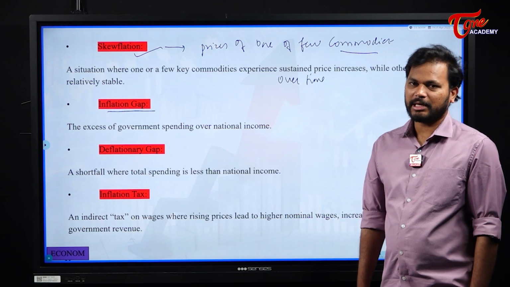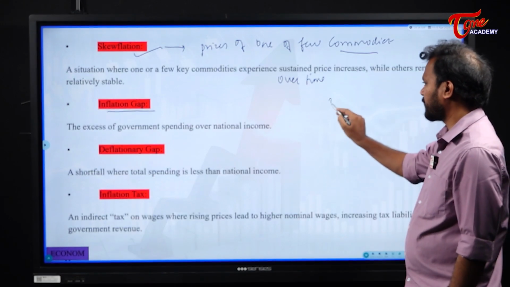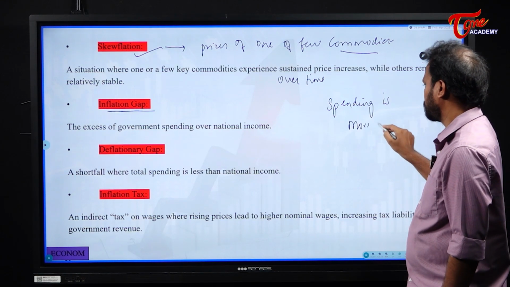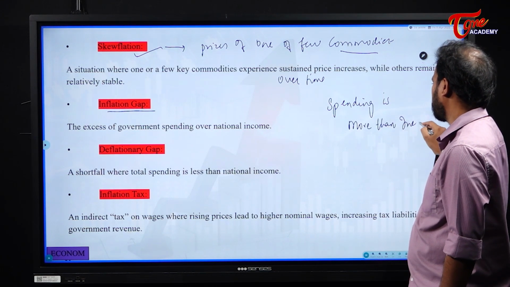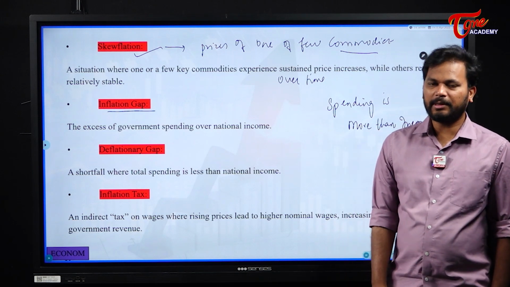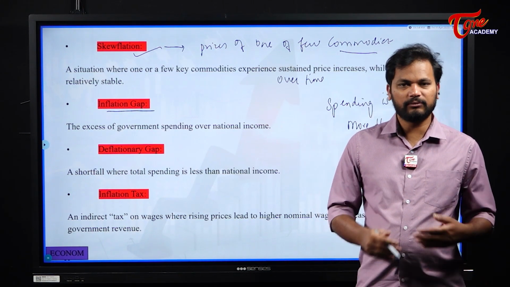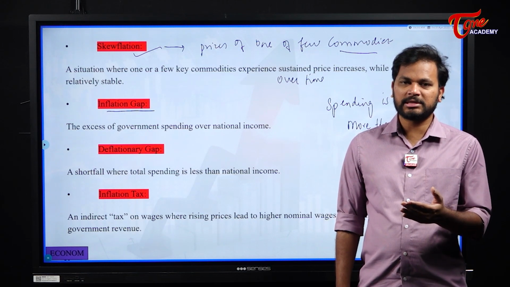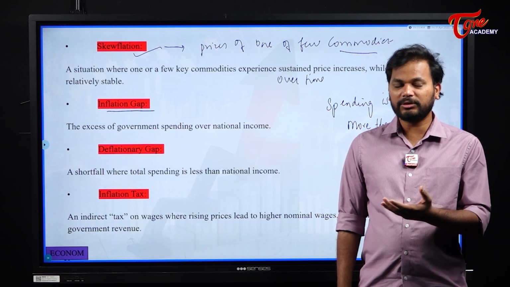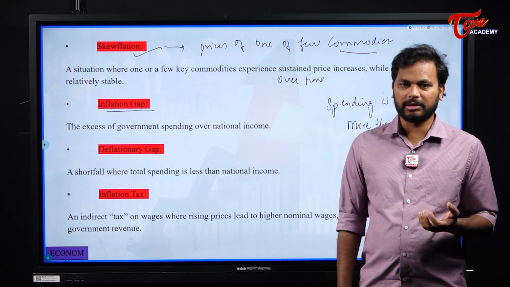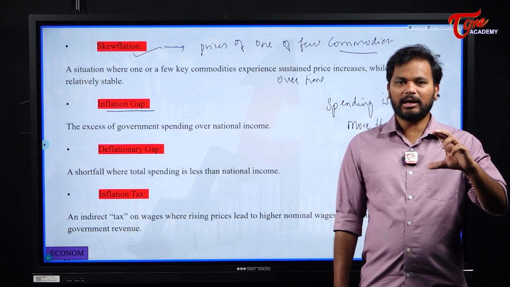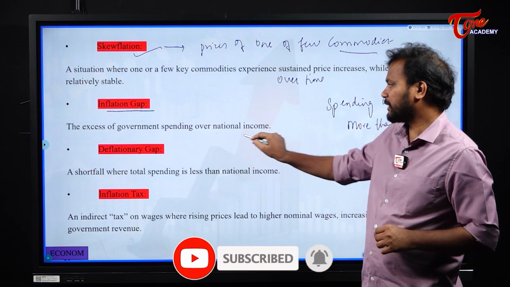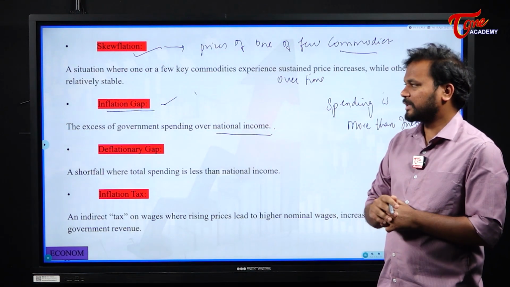Inflation gap. Inflation gap is nothing but when the spending of the government is more than national income. See, the country has an income, in the form of taxation or in the form of output and so on. National income is nothing but the overall output, the value of the total output. Now, if the amount being spent is more than the national income, then that is what is called the inflation gap.